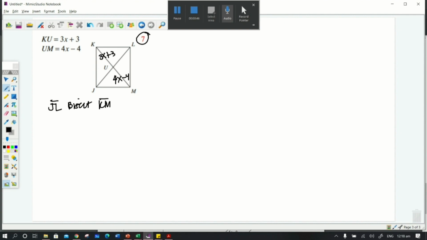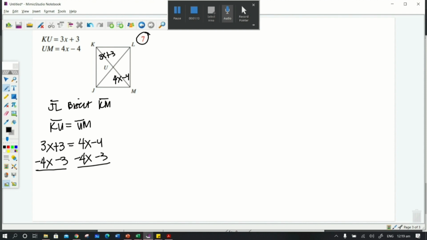Okay? Meaning to say, we have KU is equal to UM. So, we're going to substitute. So, 3x plus 3 is equal to 4x minus 4. So, we simplify the equation. Subtract both sides of the equation by negative 4x and also by negative 3.